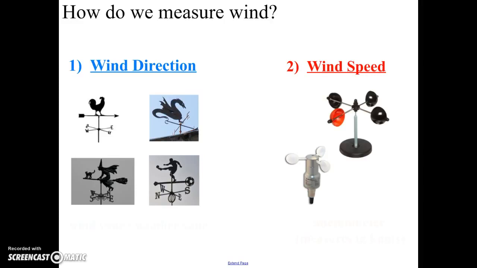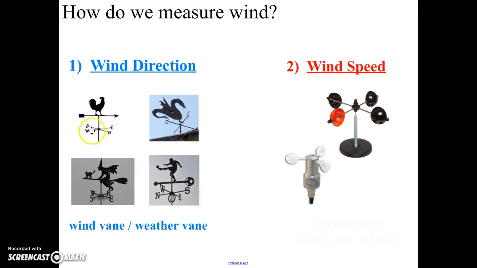Okay, so let's talk a little bit about how we measure wind. When we measure wind, there are two things we want to be able to measure: the direction of the wind and the speed of the wind. To measure the wind direction, we use a tool that you've probably heard of. It's called either a wind vane or a weather vane. They come in all different designs. You can get very plain ones, you can get fancy ones, if you're into witches, you can get a witch one, or a dragon, or soccer, whatever you like.